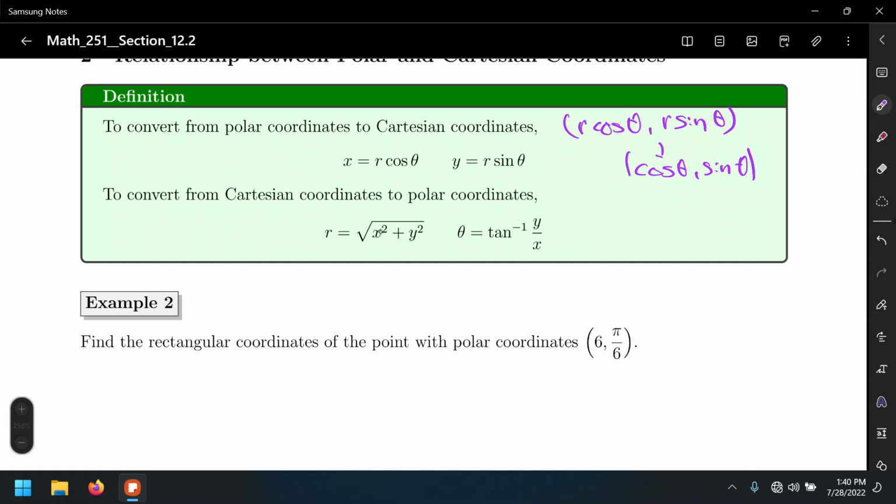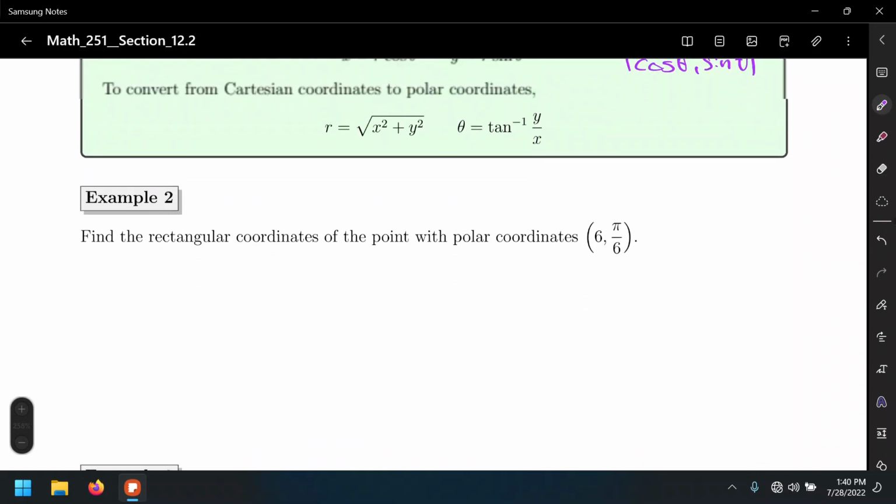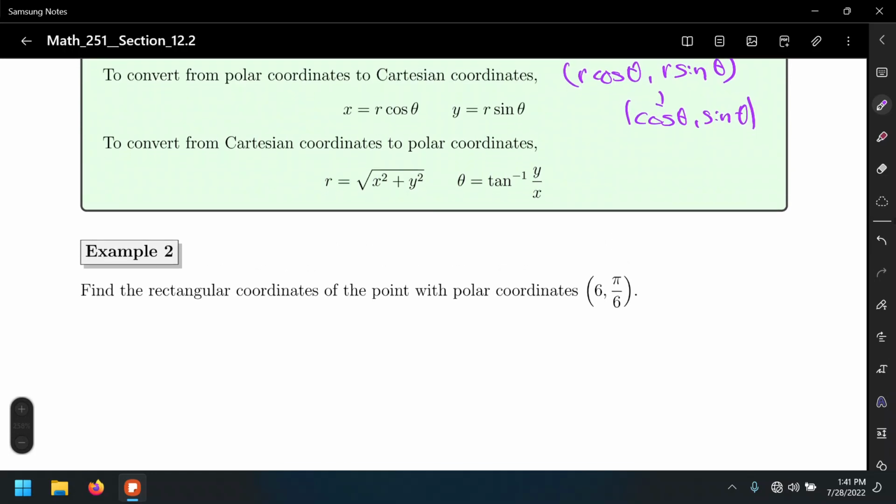Well, we're going to use the Pythagorean theorem, and we will see how this is related to it. Okay, so for example number 2, find the rectangular coordinates of the point with polar coordinates 6, pi over 6.